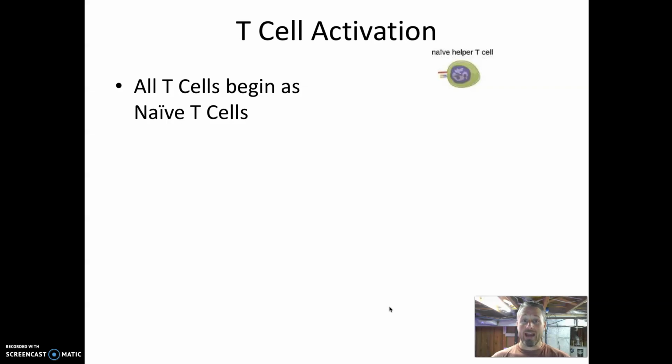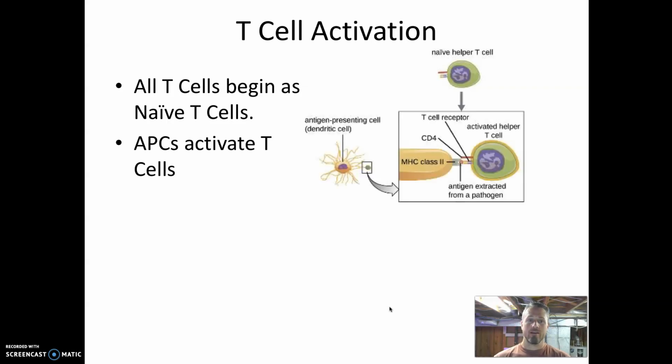T cells go through an activation process. So in order for a naive T cell to learn, to become not naive and activated, they need to be activated by APCs. So again, APCs are antigen-presenting cells. One such example of an antigen-presenting cell is a dendritic cell.